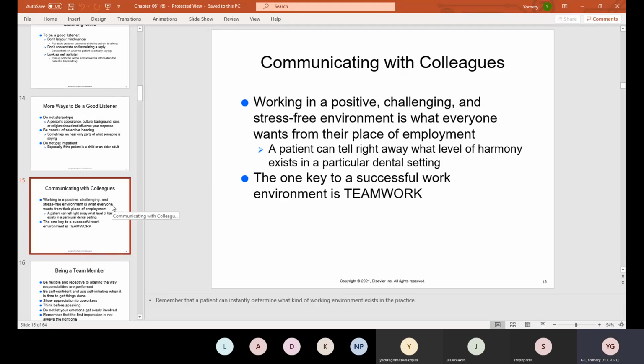Okay, so communicating with colleagues, and colleagues, of course, are the people that you work with. Working in a positive, challenging, and stress-free environment is what everyone wants from their place of employment. A patient can tell right away what level of harmony exists in a particular dental setting. Now, I'm going to tell you, yes, this is ideally what you want in your place of employment. Is it what's going to happen all the time? Not necessarily. So the one key to a successful work environment is teamwork. And what do people say? There's no I in team.